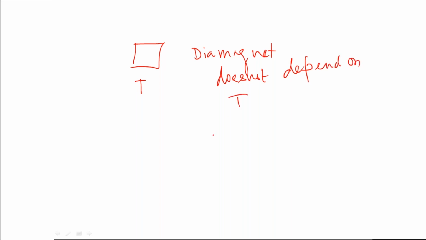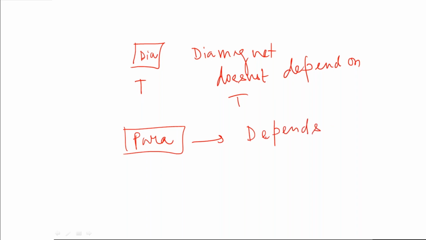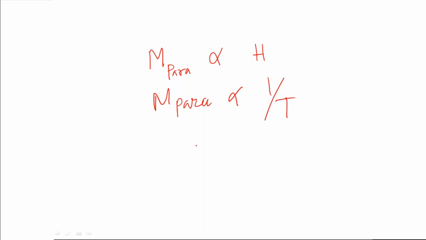If we increase the temperature, it does not depend. Diamagnet does not depend on temperature. Okay, but paramagnet, so this is dia, but paramagnet, that depends on temperature. So the magnetism in paramagnet depends on temperature. We'll see how it depends.